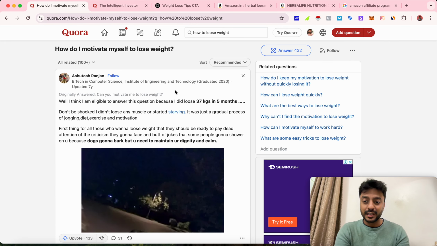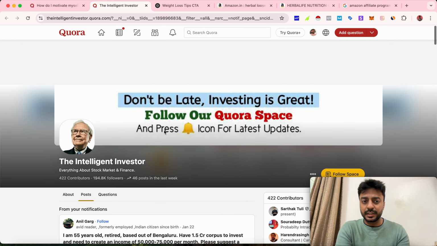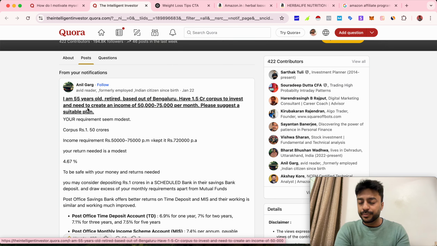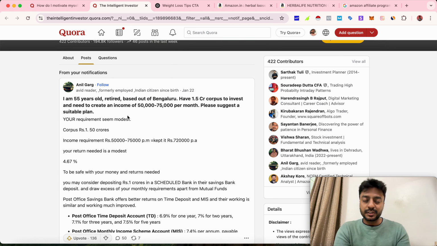All you have to do is select the right question, the kind of question that people generally ask in groups. For example, there is this question that I got. I'm 55 years old, retired, based out of Bengaluru, have 1.5 CR to invest and need to create an income of 50,000 to 70,000 per month. Please suggest a suitable plan. Now, you can ask ChatGPT to write an answer on the basis of the figures that he has provided, plus be biased towards gold investment.